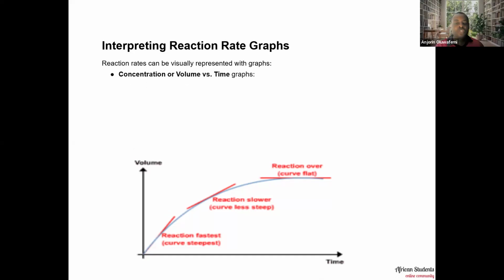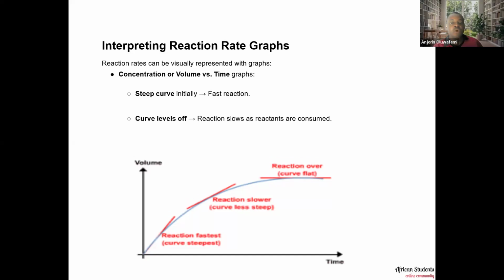So this is a concentration or volume versus time graph. The steep curve initially is a fast reaction. The curve levels off, the reaction slows as the reactants are consumed, and the steeper the slope, the faster the rate. So that's that for that.